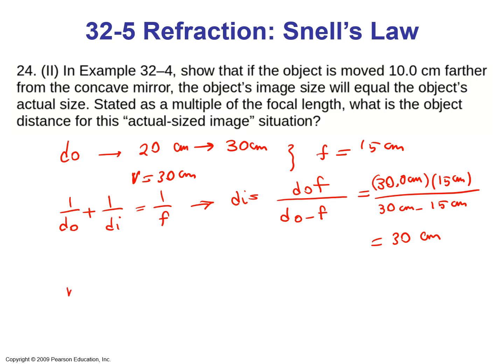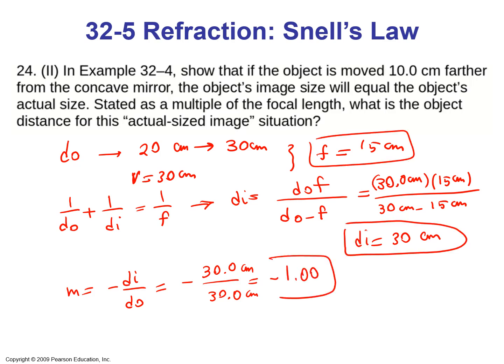So the magnification is equal to minus d_i over d object, which is equal to minus 30 divided by 30, and is equal to minus 1. We see that the image is inverted because magnification is negative, and the same size because the magnitude of the magnification is equal to 1. So the object is at 2f for this actual size image situation.